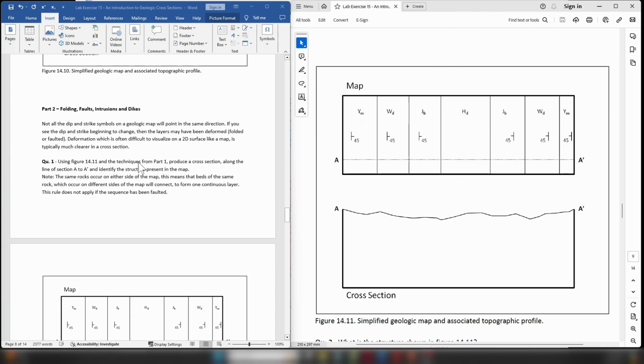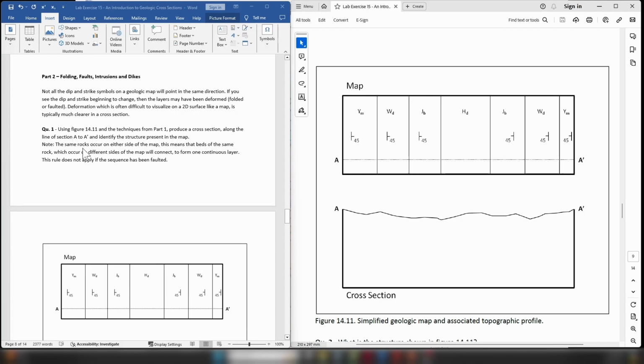And part 2 is going to look at folding, faults, intrusions, and dikes. So for question 1 of part 2, we're going to be looking at this figure here. Now, once again, you can see we have our line of section running east-west from A to A prime, and we can see that our cross section is orientated to match that line of section. And so that means, once again, we can just drop the boundaries straight down onto our cross section here.